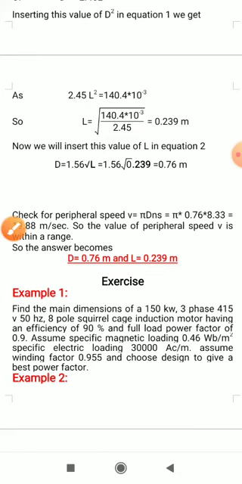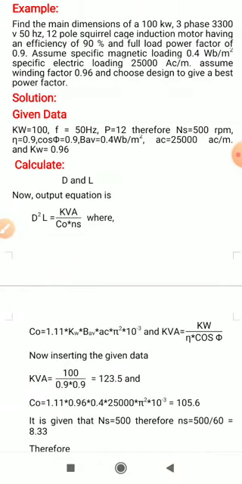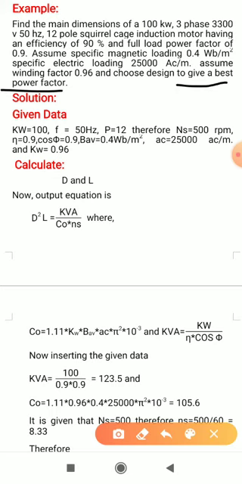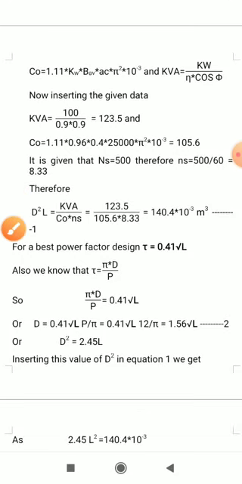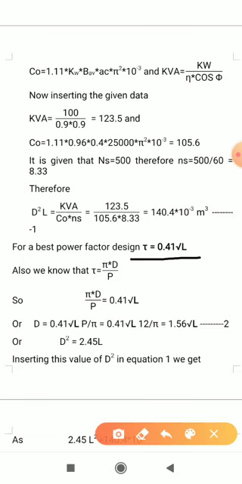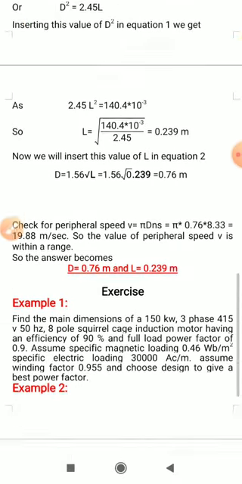So friends, whenever in an example it is asked to find the main dimensions to give the best power factor, then while separating the D and L from the D square L product, you have to put tau equal to 0.41 into under root L, and calculate the value of D and L by considering this equation. So this is the only change in this example.